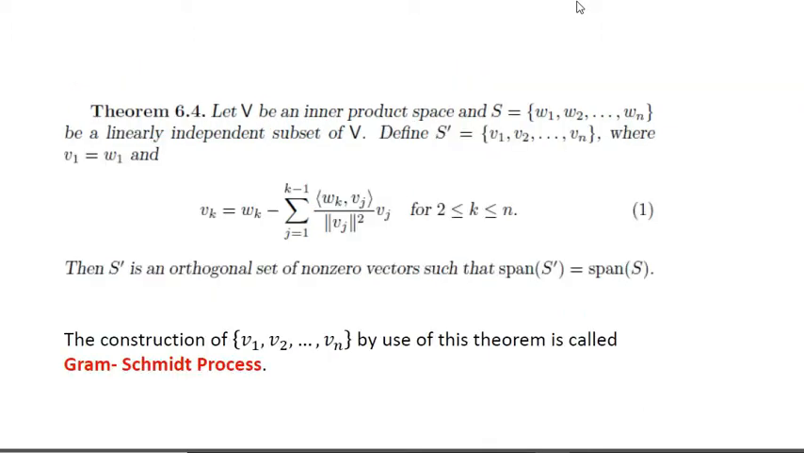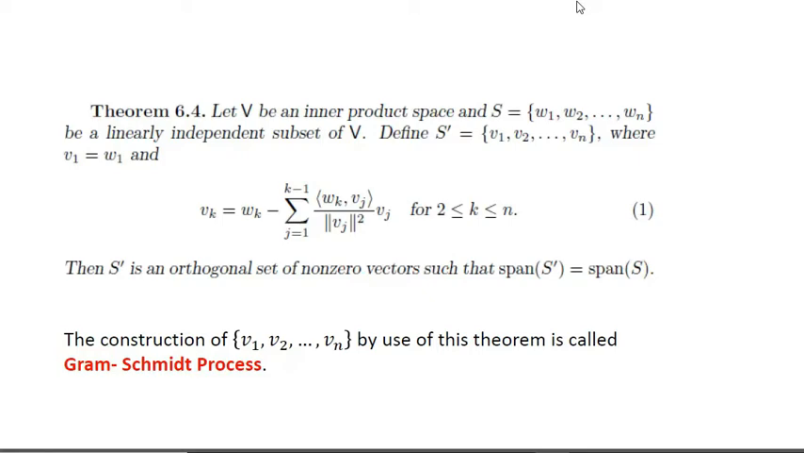Now let us see the Gram-Schmidt process. It is a process which gives you an orthonormal set from a linearly independent set. So suppose you have the set S equal to {w1, ..., wn}, which is linearly independent. You construct this set S dash consisting of v1 to vn, which will be orthogonal. If you divide each vector vi by its norm, it will be orthonormal, and this is such that the span of S dash is equal to the span of S.